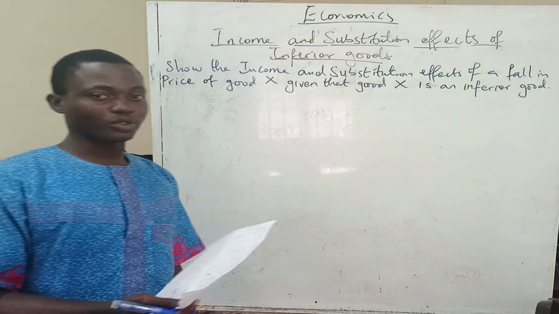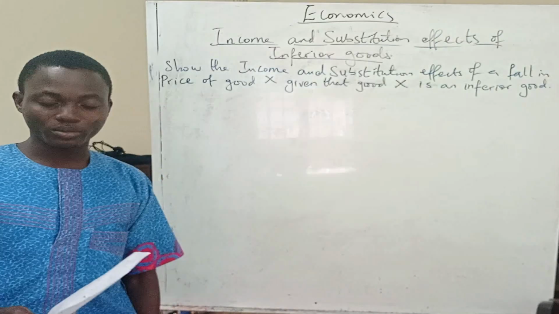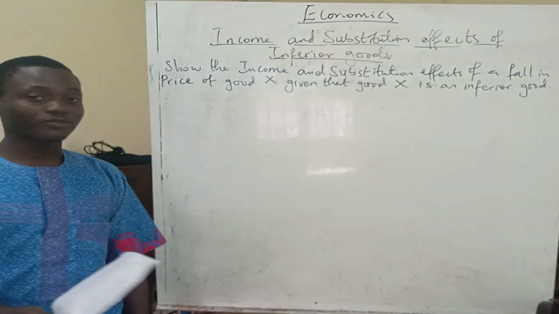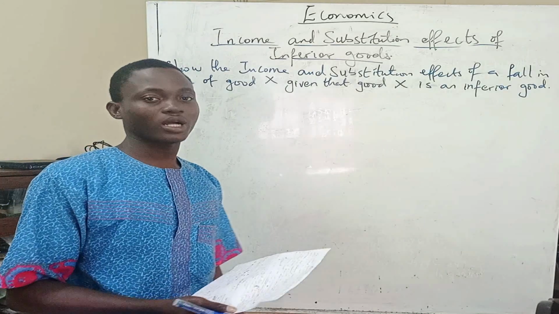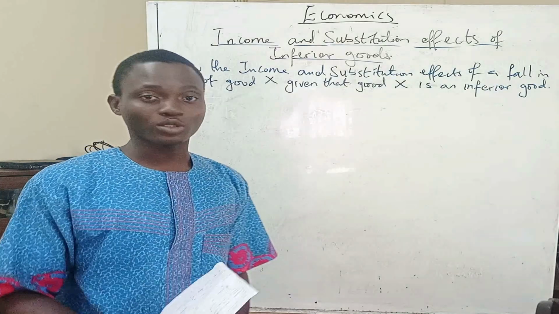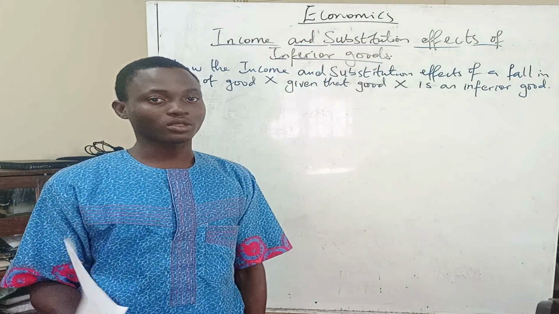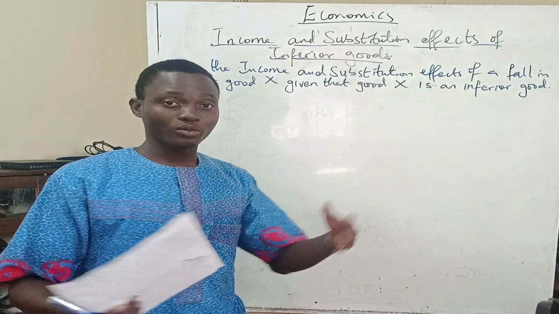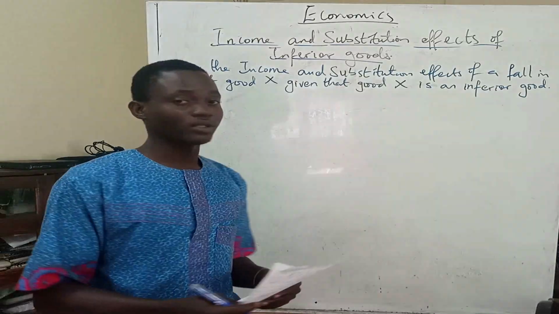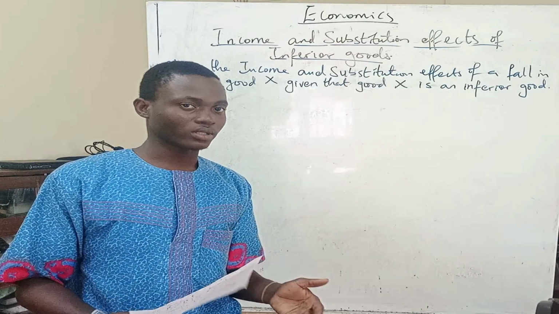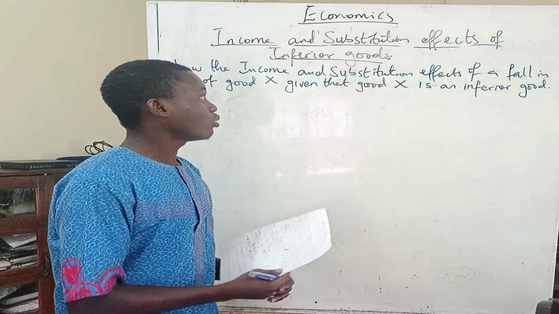The first thing that comes to mind is, what is an inferior good? What makes a good inferior? An inferior good is a good that a consumer consumes less of when the consumer becomes richer. That is, you have more money and then you consume less of the commodity. And the other way around, it's the good that a consumer buys more of when the consumer is poorer.